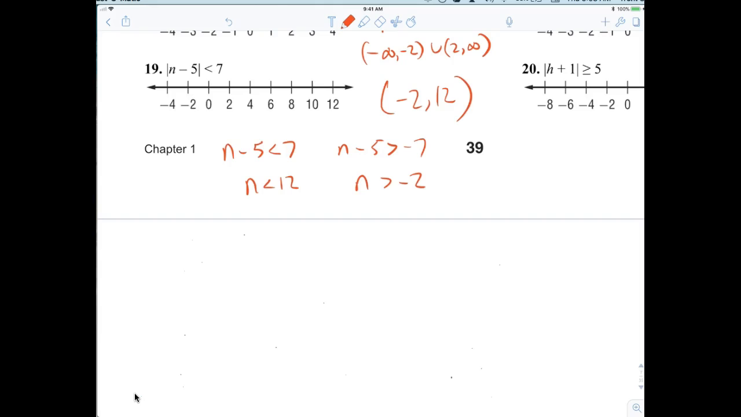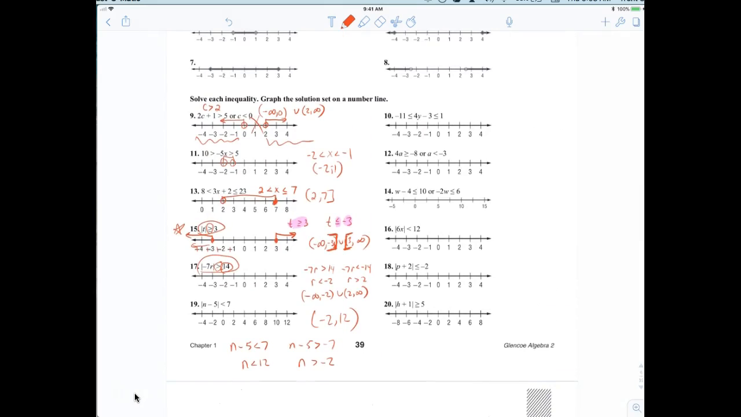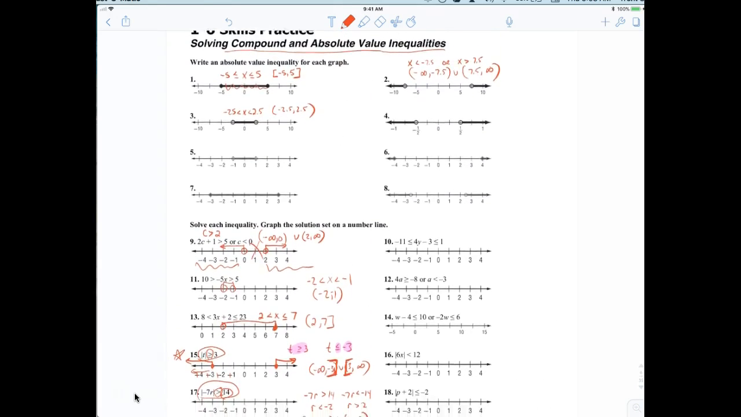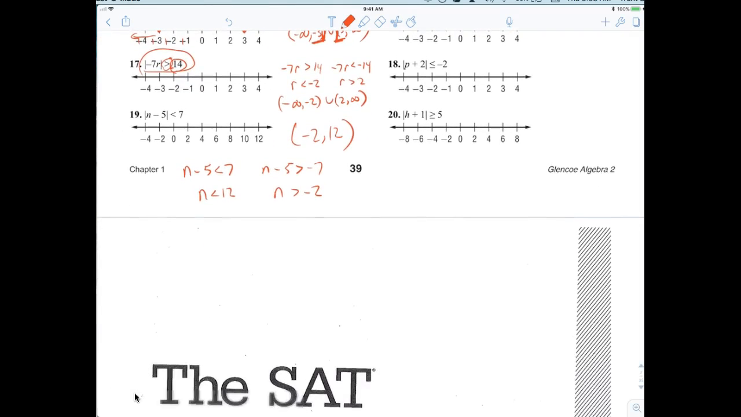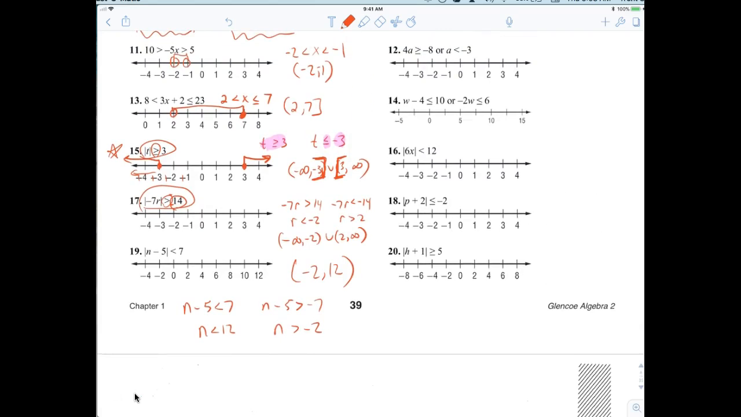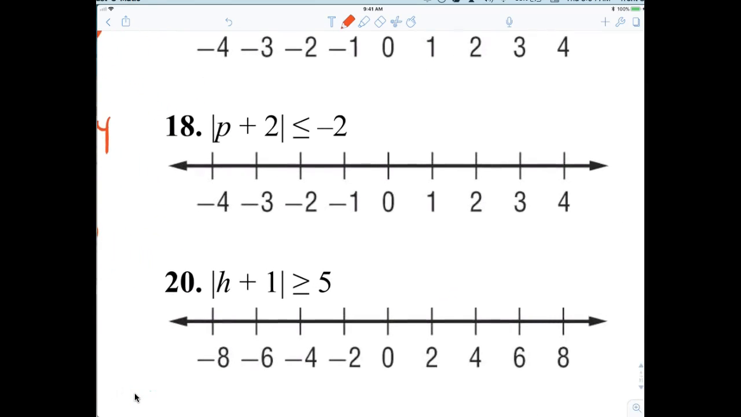Now, just a quick little thing in here, because I went over that one with no solution, and I'm glad I did because I think I put one of those on the quiz to see who was paying attention. 18? Yes, very good. So 18, when is the absolute value less than a negative? Never. So the answer is no solution.